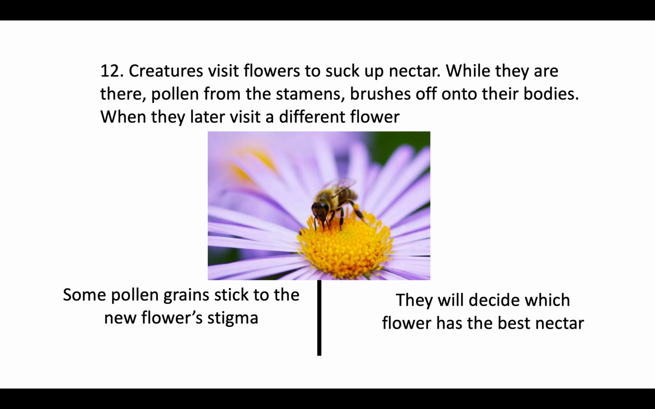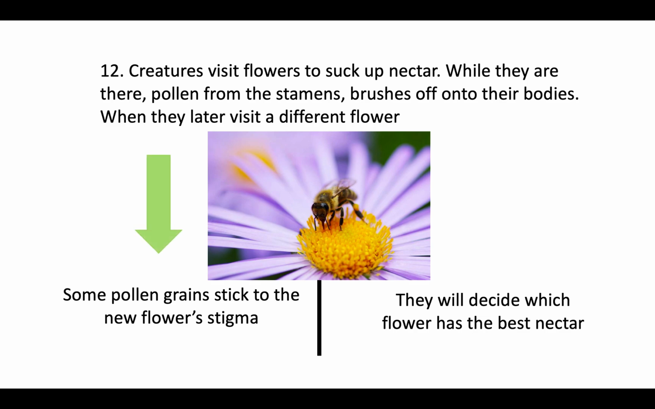Number 12. Creatures visit flowers to suck up nectar. While they're there, pollen from the stamens brushes off onto their bodies. When they later visit a different flower, does one of these two things happen? Is it A, some pollen grains stick to the new flower's stigma, or B, they will decide which flower has the best nectar? That's obvious, isn't it? A or B? Write it down. What do you think? The answer is A.